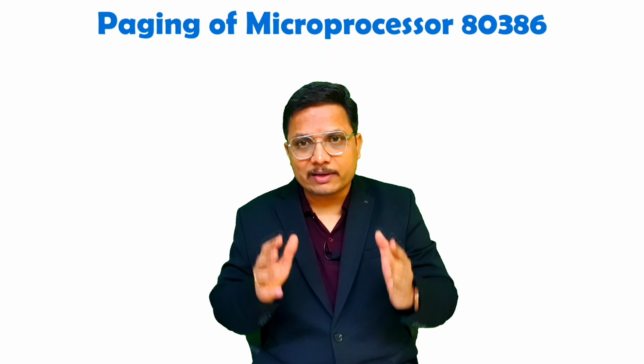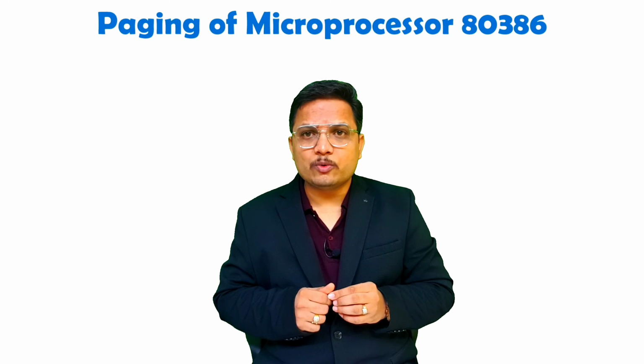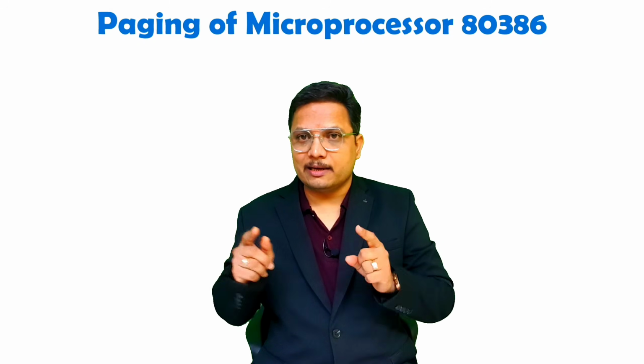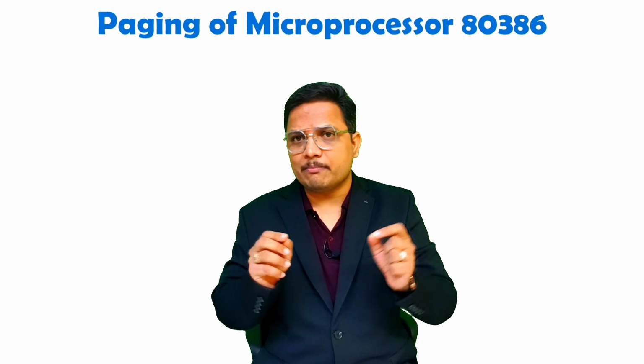If paging is available, by enabling PG bit equal to 1, then my dear students, by paging we convert linear address into physical address, right? How do we do that? Let us try to understand all the basics step by step.